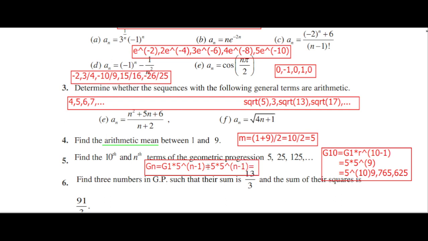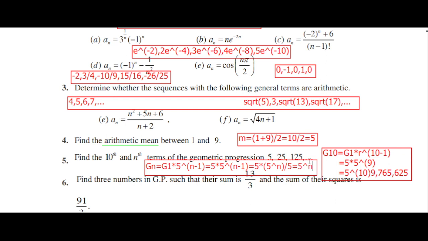Let's simplify this. This is equal to 5 times 5 to the power of n over 5. Let's cancel this 5 by 5, so we have 5 to the power of n. So this is equal to 5 to the power of n. This is the nth term formula.